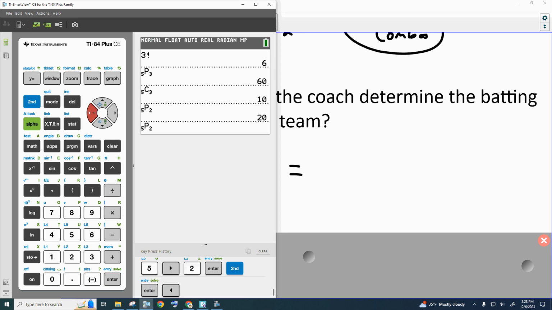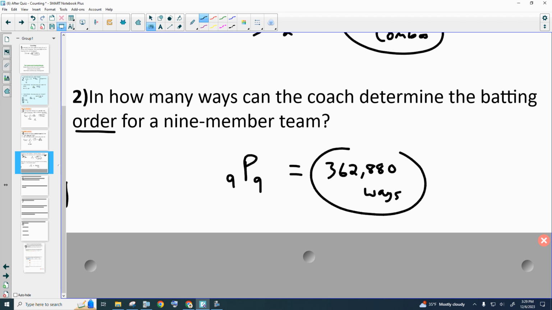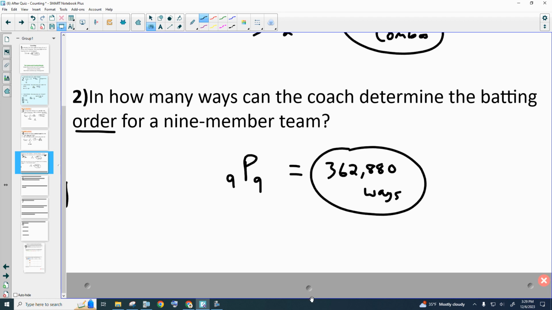Permutation. I'm going to change these numbers. That's a 9. That's a 9. And I'm going to hit enter. Wow. There are lots of ways that you could order them. 362,880 ways. It's a lot. That's what a baseball manager has to think about every day.